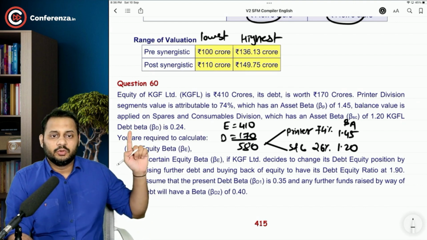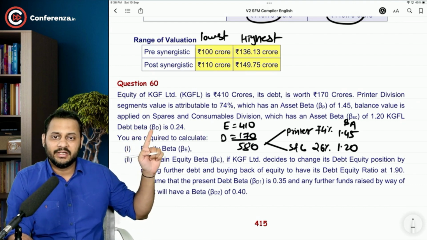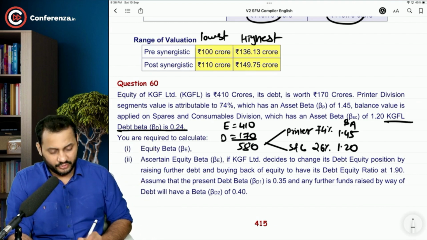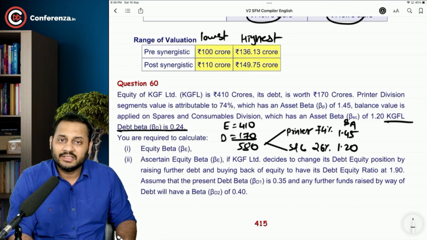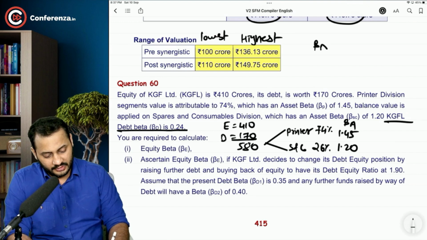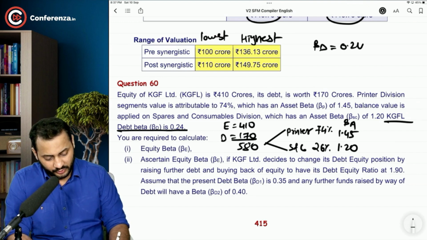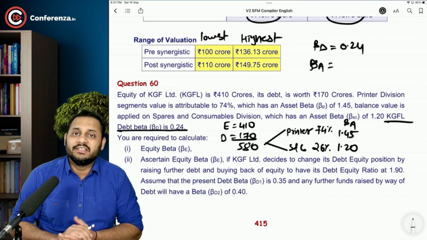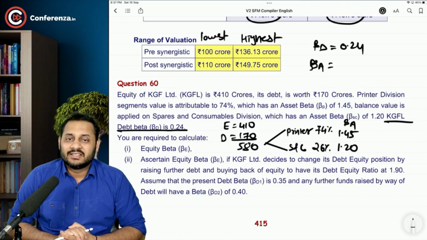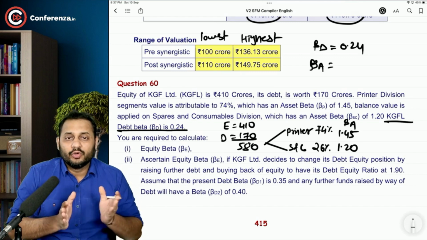Apart from that, the debt beta of the company KGFL is 0.24. So debt beta is not given on a division basis. It is for the entire company. Debt beta is equal to 0.24. Asset beta of the entire company is not known to us. Why? Because the asset beta that has been given is in 2 different parts.